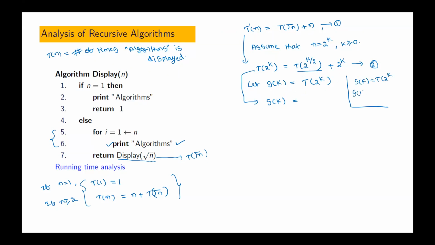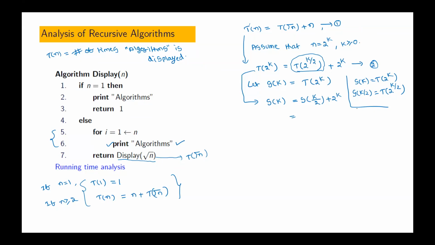What is S of k by 2? Wherever k is there, we substitute k by 2, similar to what we discussed in the previous class. So in place of T of 2 power k by 2, we can substitute S of k by 2, plus 2 power k, no change. Is that okay? Now keep doing like this. Again, what is S of k by 2?